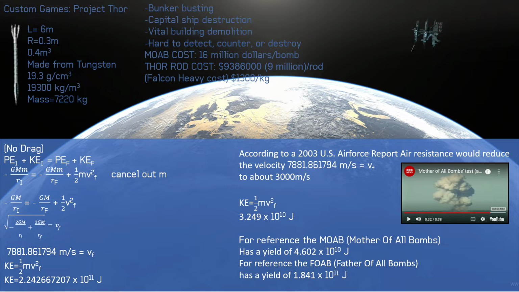The MOAB, the mother of all bombs, as seen in that video there, costs $16 million per bomb and is relatively easy to counter compared to the Rod from God or Project Thor. So not only is it now more cost effective in modern day to use these sorts of rods, it's actually a lot better because there are more benefits to it, right? There are more pros, and it's a lot harder to counter. So it's seemingly the better weapon. So why don't we use it?